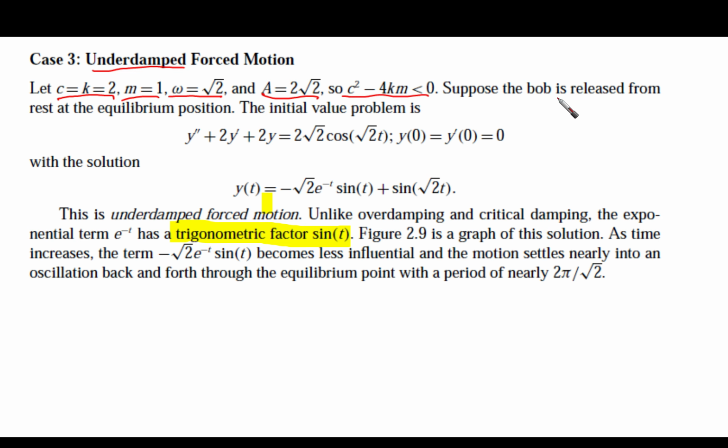Suppose the bob is released from rest at the equilibrium position, then this means that we have exactly these initial conditions. So the initial value problem is going to be this equation, the non-homogeneous equation, as you can see here, this is our equation.